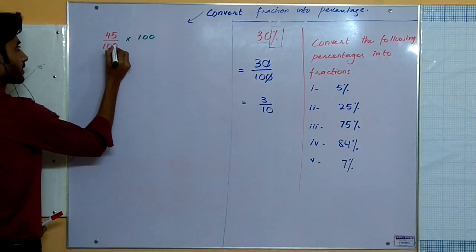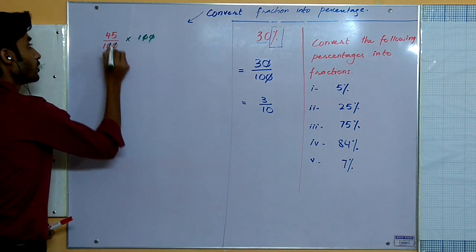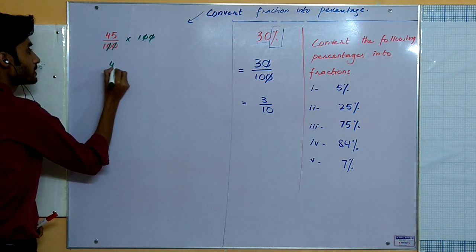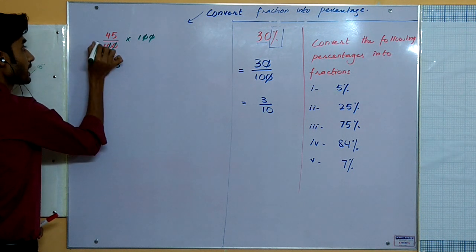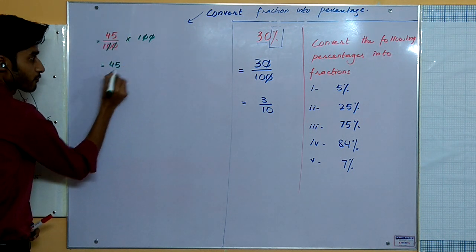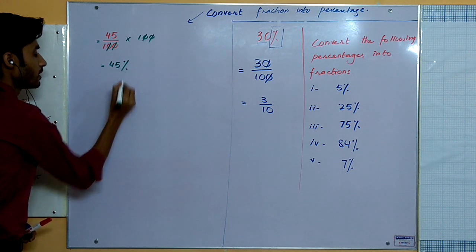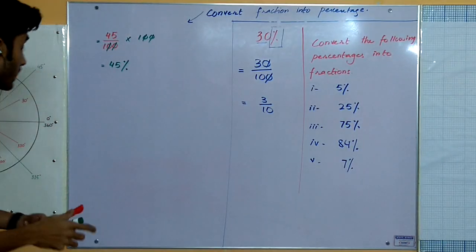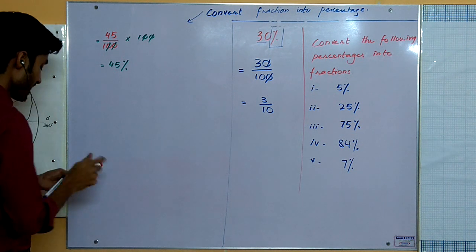And when I multiply this by 100, both the zeros are cancelled. 45 multiplied by 1 is 45. Okay? It was a fraction, now it has become a percentage. So I will not just write 45, I will write 45%. This was very easy. Okay? So one more example.